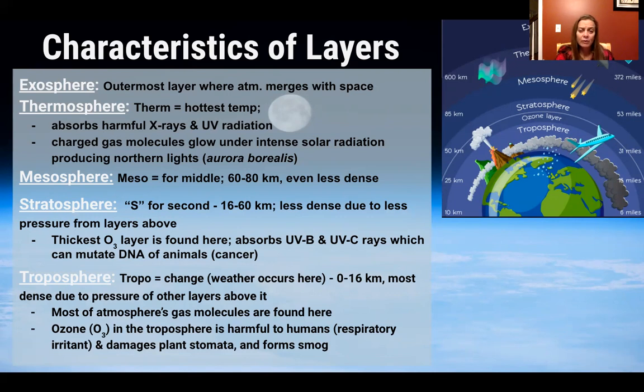This is also where we get the charged gas molecules that glow because of that solar radiation, and that's what produces what we call the northern lights or the aurora borealis. And the exosphere is the outermost layer. This is where the atmosphere merges with space.